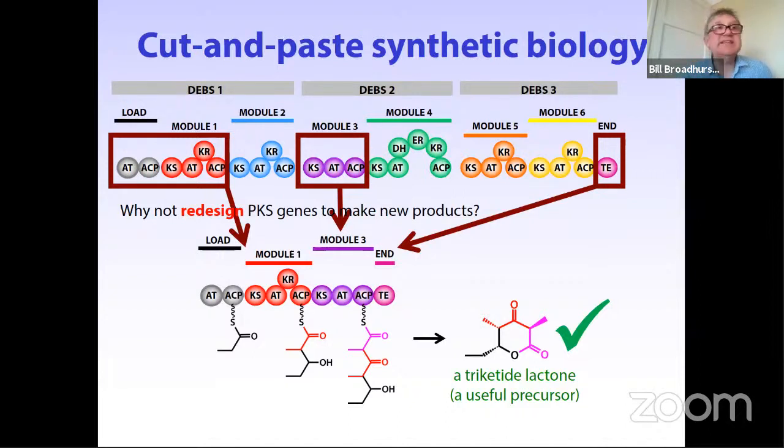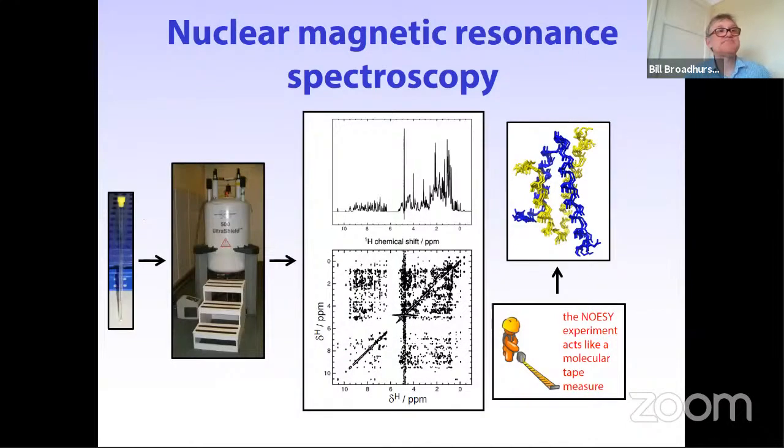It looks like we need to learn a bit more about how factory enzymes work to help us construct designer versions that are more effective. Well, one way to go about that is to determine the molecular structures of the different enzyme domains that make up each factory enzyme module. And my favorite way of doing that involves nuclear magnetic resonance spectroscopy, or NMR.